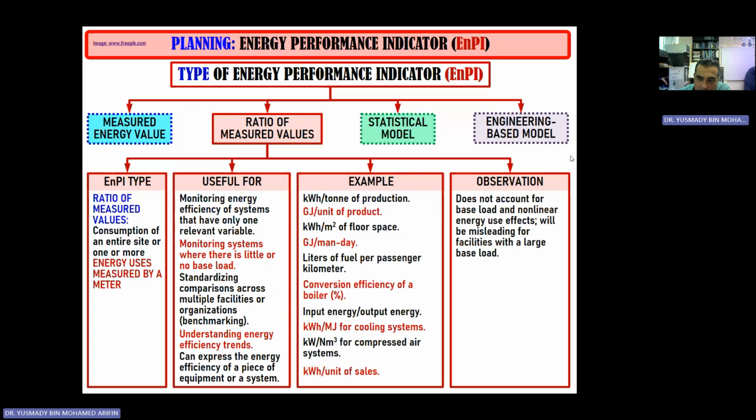Observation: it does not account for base load and non-linear energy use effects, and will be misleading for a facility with a large base load.